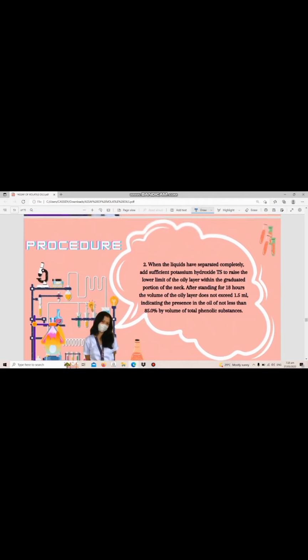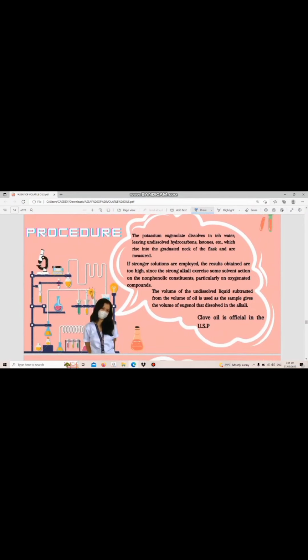Okay, for the next step, when the liquids have separated completely, add sufficient potassium hydroxide TS to raise the lower limit of the oily layer within the graduated portion of the neck. After standing for 18 hours, the volume of the oily layer does not exceed 1.5 ml, indicating the presence in the oil of not less than 85% by volume of total phenolic substances. To explain this, the potassium eugenolate dissolves in the water, leaving undissolved hydrocarbons, ketones, etc., which rise into the graduated neck of the flask and are measured.